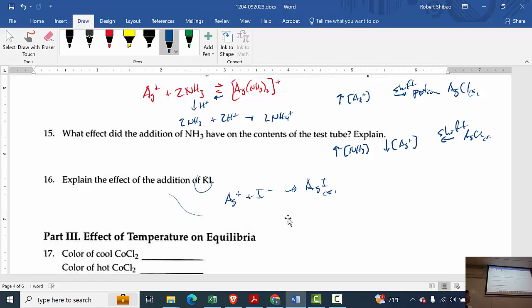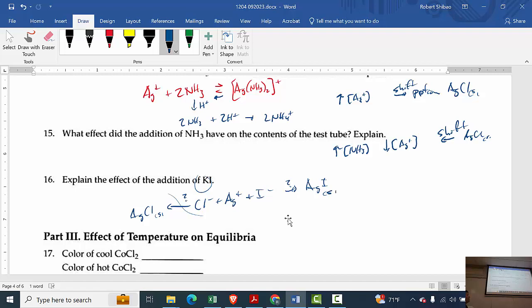So silver plus iodide yields silver iodide, and silver plus chloride yields silver chloride. So chloride can attack silver ions or iodide can attack silver ions. Which one won? Both are trying to form precipitates. How you can tell which one is the winner is by the color.